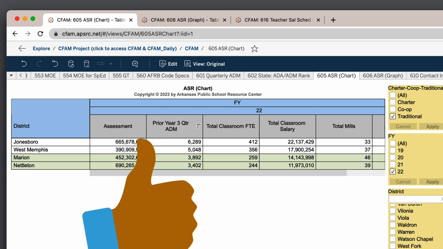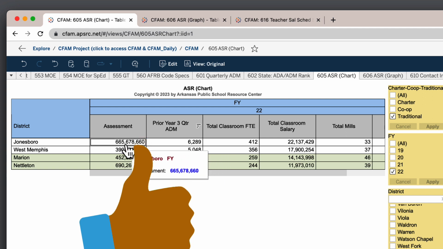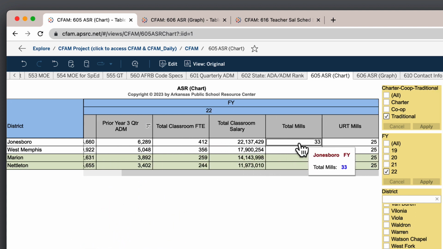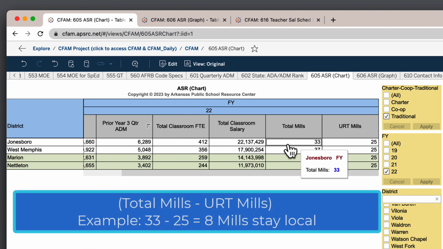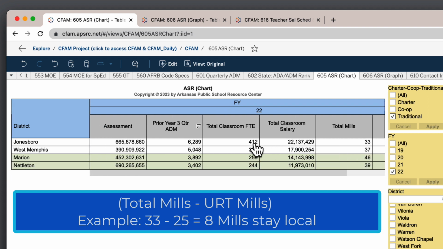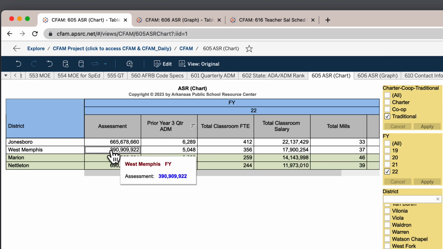So if I was to place my thumb over Jonesboro's assessment, their dollar value of assessment would be roughly $665,678. And if I was to multiply that number, 665,678, times 8, that's the dollar amount roughly of tax dollars that stay in Jonesboro each year based on their assessment. Same formula applies to West Memphis, Marion, Nettleton. All that's listed here, the formula is the same, but what you can see here is the metrics are different.